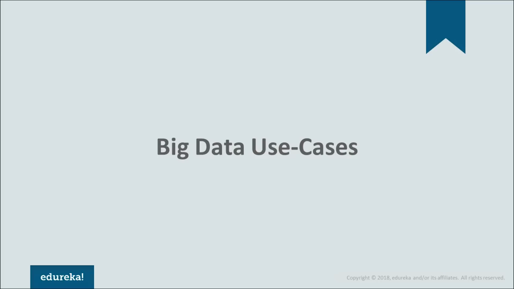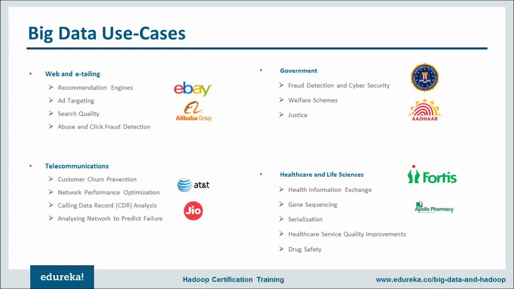Let's see some of the big data use cases. The first big data use case is web e-tailing, with recommendation engines. Whenever you go on Amazon or any other online shopping site to buy something, you will see some recommended items popping up below or to the side of your screen, and that is all generated using big data analytics and ad targeting. If you go to Facebook, you see a lot of different items asking you to buy them. And then you've got search quality, abuse, and click fraud detection.